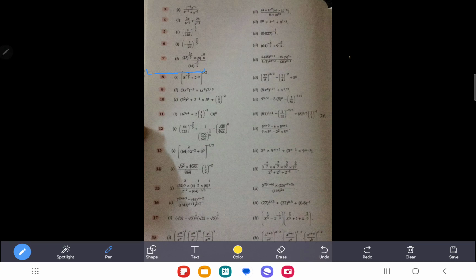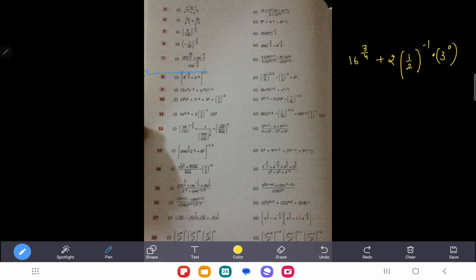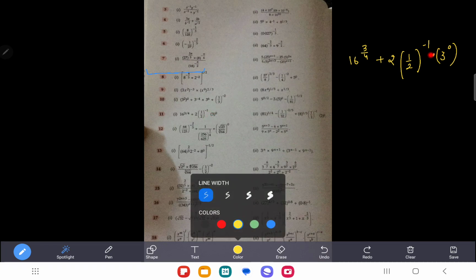It says 16 raised to power 3 over 4, plus 2 into 1 over 2 raised to power minus 1 into 3 raised to power 0. Because nothing is there in between, it's multiplication. So I have put a dot to let you know.